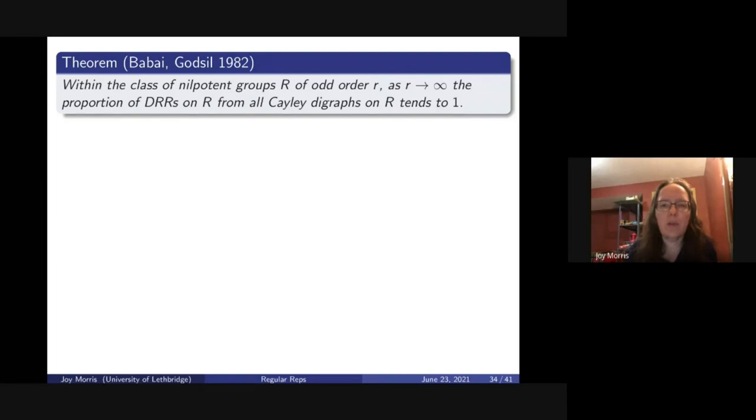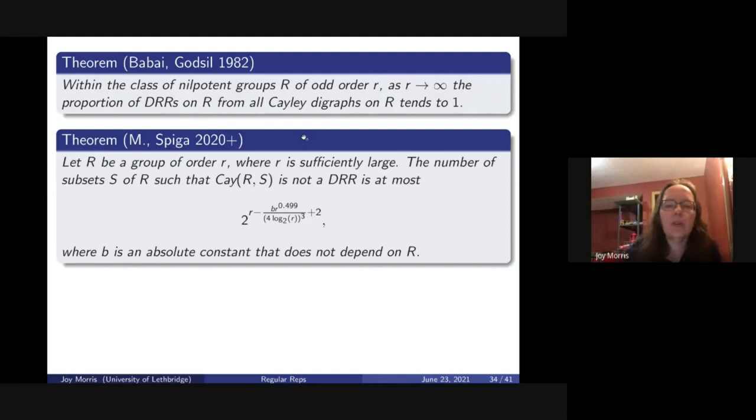And Pablo Spiga and I proved, I guess that should be 2021 plus, it hasn't appeared yet, that the Babai-Godsil conjecture is actually true. So the precise formulation we got is that if we take a group of order R and R is sufficiently large, then the number of subsets of possible connection sets that don't give us a DRR is at most 2 to the R minus this lovely factor in terms of R. B is an absolute constant that doesn't depend on R.